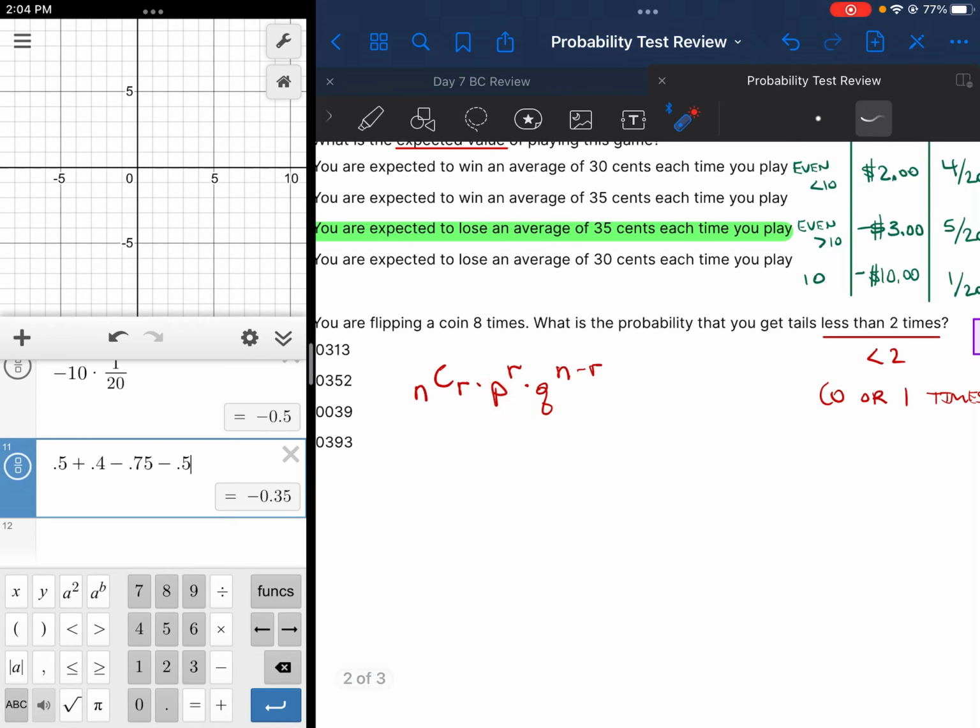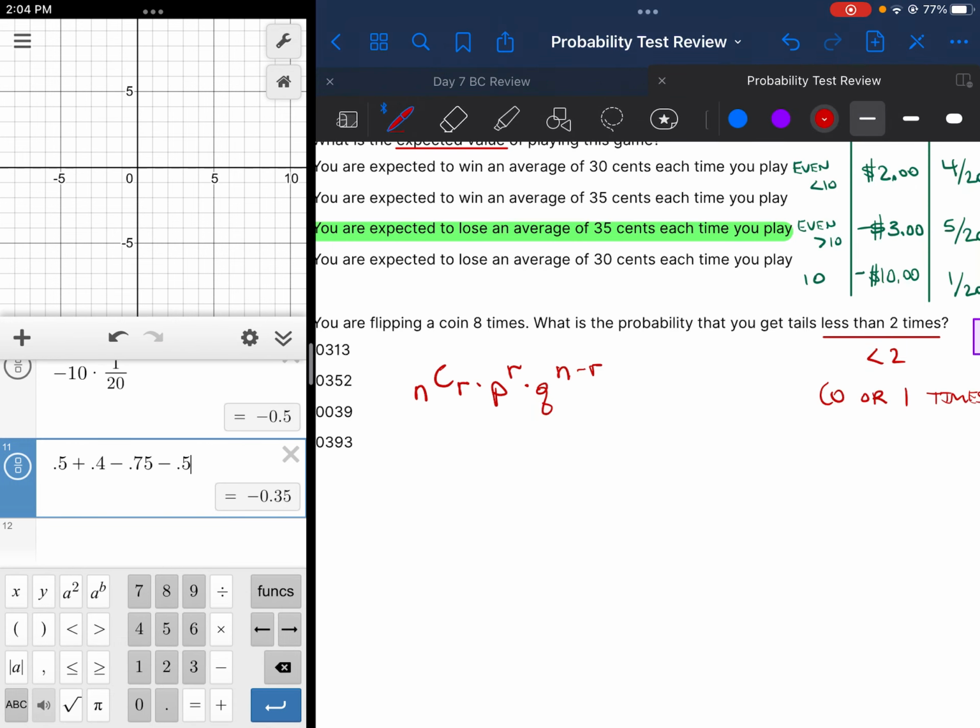P is the probability of success. Well, you're flipping a fair coin. So the chance that you land on tails is 50%. Q is going to be the probability of failure. Well, again, you're flipping a coin. Probability that you don't land on tails is going to be 50% chance. So 50% chance for P and Q. To the R power, so you're raising P to the number of successes. R is going to stand for the successes we're targeting. And N minus R would be the number of failures.